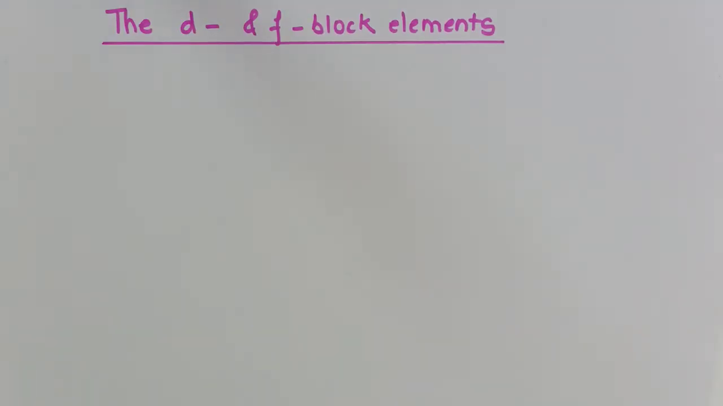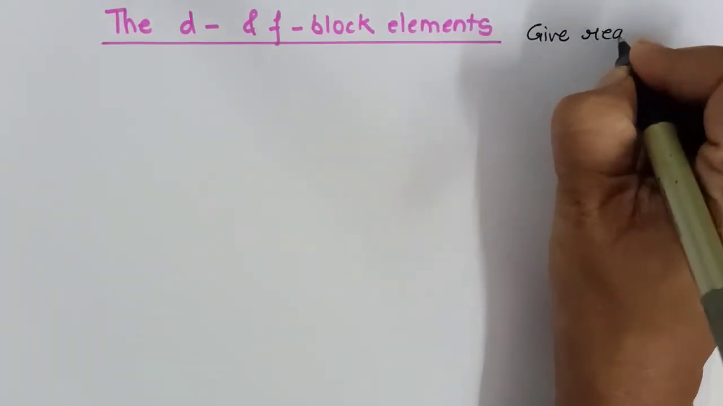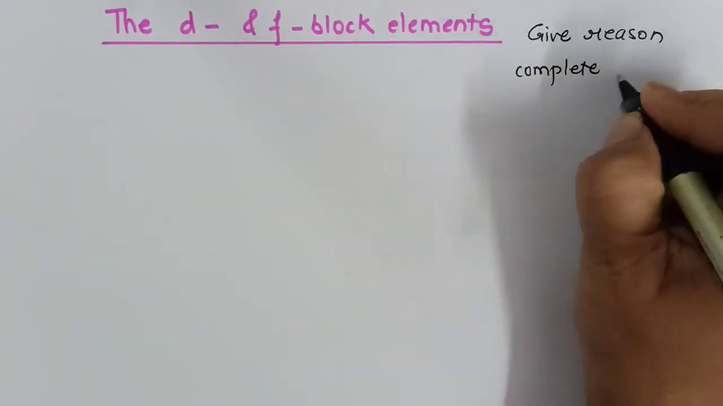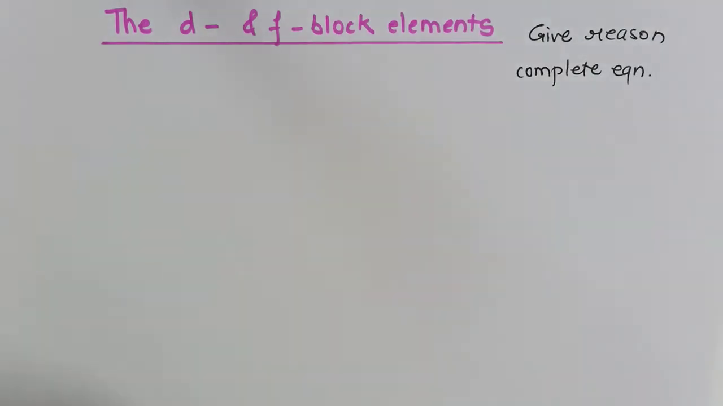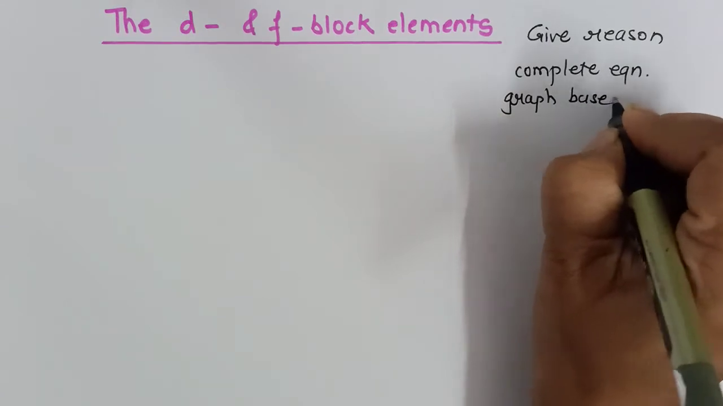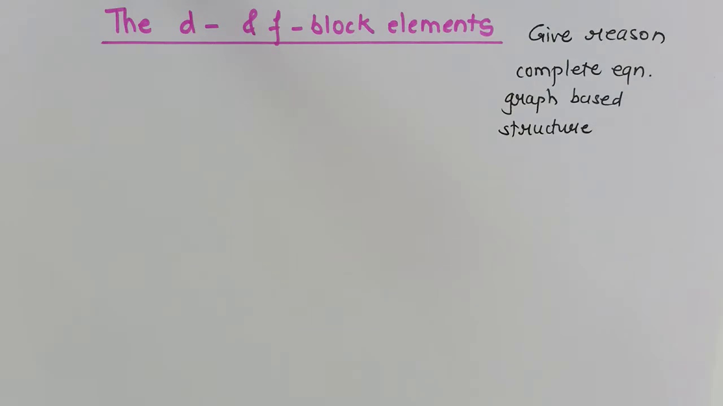Hello dear students, today we are going to start with the chapter of inorganic chemistry, the D and F block elements. This is a very logical chapter. What type of questions can you expect from this chapter? Give reason questions, complete the equation type of questions, then graph based questions and structure of the compounds. So these are the questions which are asked in your board exams from the chapter the D and F block elements.